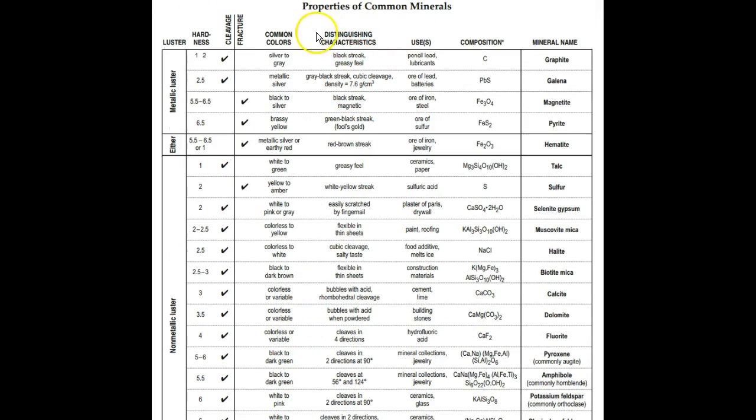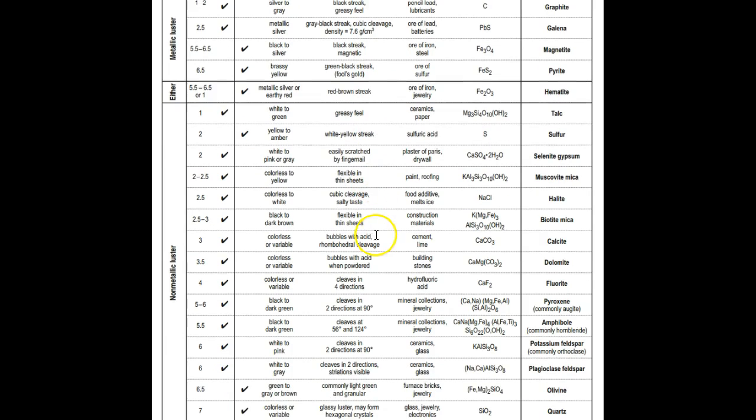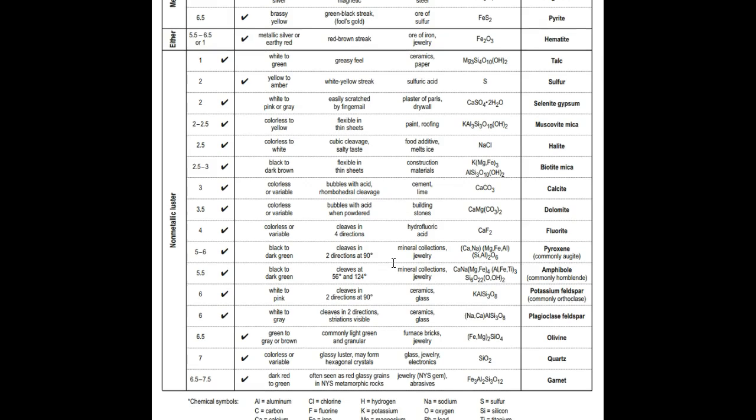We have distinguishing characteristics, which comes after common colors. This just gives us some ways that you can identify the mineral, maybe by doing some tests. It makes it different from other minerals, such as calcite and dolomite. It says that it bubbles with acid. This is a distinguishing characteristic for it because not all minerals would bubble with acid.